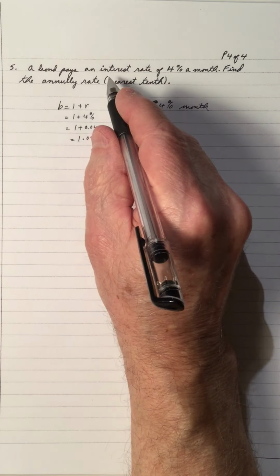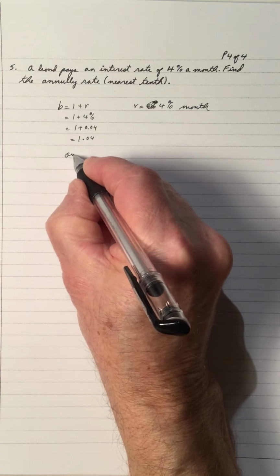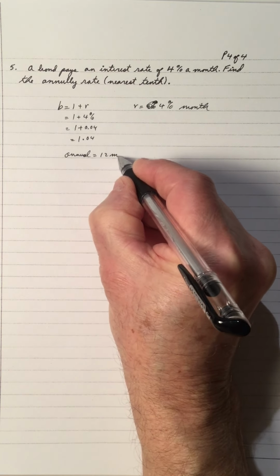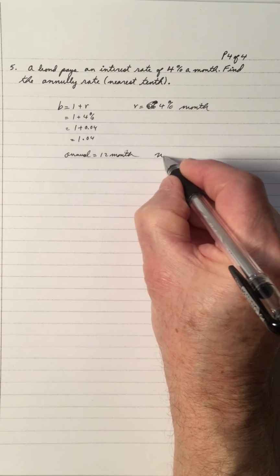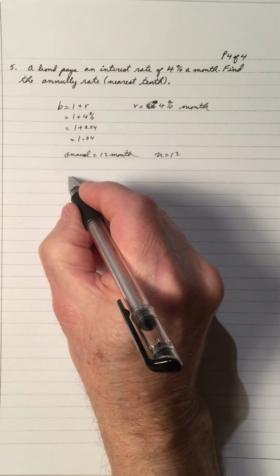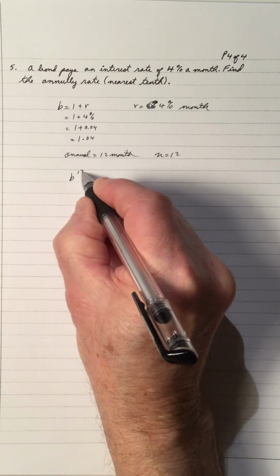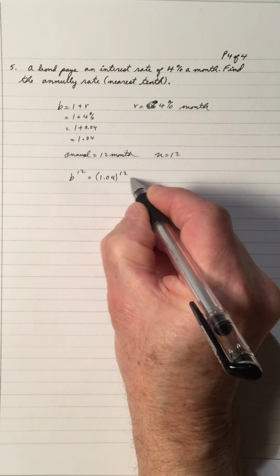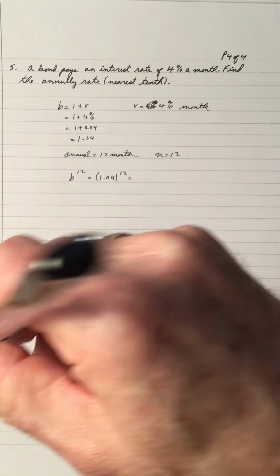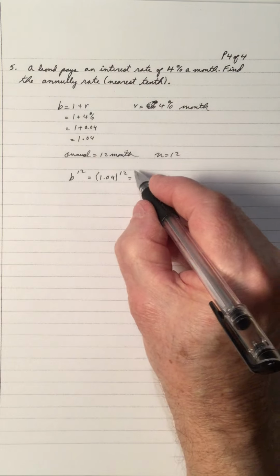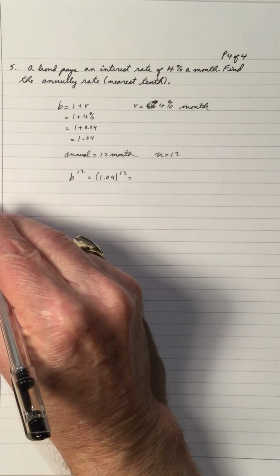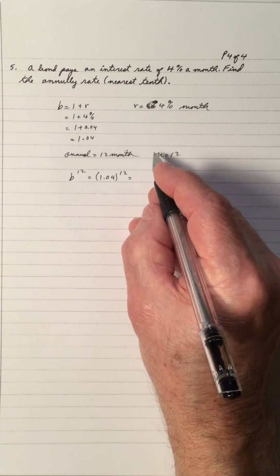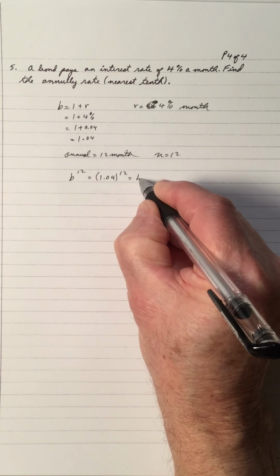But we want the annual rate, and annual is 12 months. So that means n is 12. So if you take the base and put it to the 12th power, 1.04 to the 12th power, that will give you what you're going to have at the end of the 12th month. So if you do that to the 12th power, that gives you 1.6.